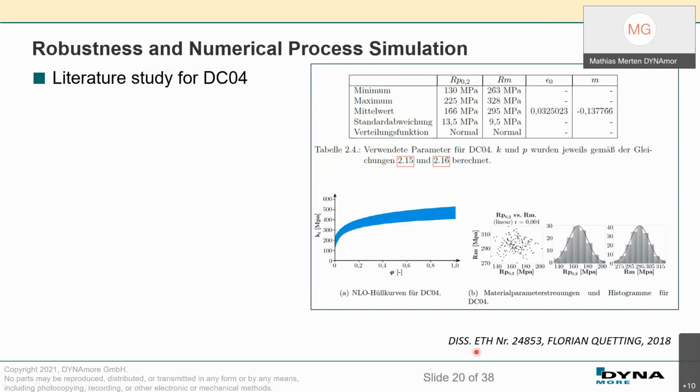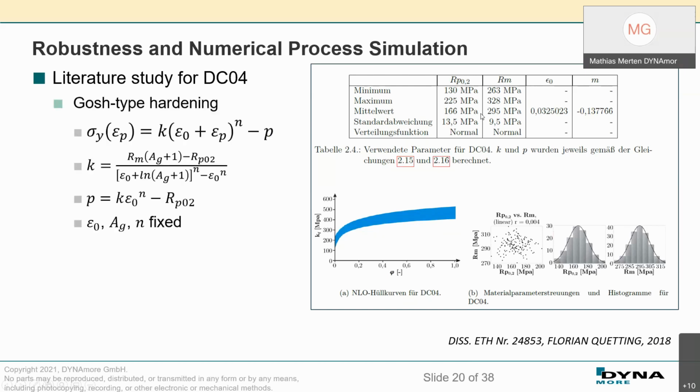Again, it was a PhD work, and he published, based on 800 tensile tests from incoming quality control, this table and these distributions. From that, we know the mean value, the standard deviation, the minimum and the maximum for the yield and the tensile strength. In his work, he proposed a Gauche type hardening, and after some rearrangement of the Gauche equation, we can obtain these two formulas. With these values fixed, they are just a function of Rp0.2 and Rm.